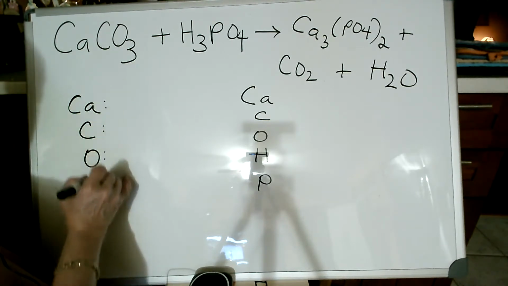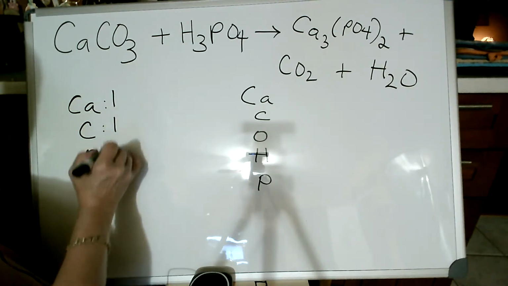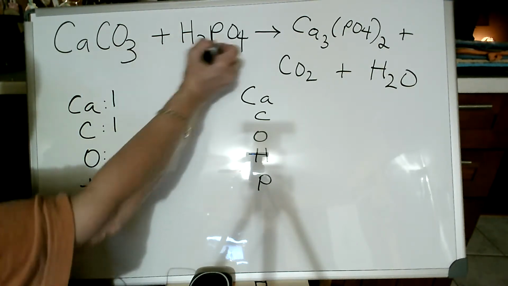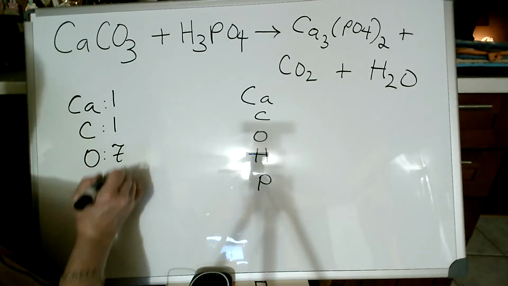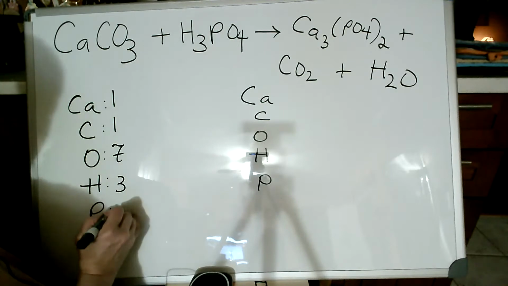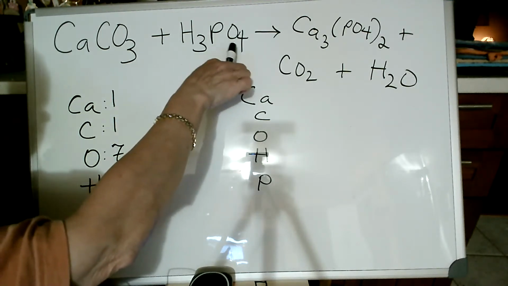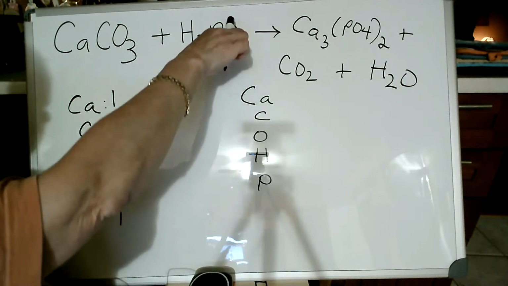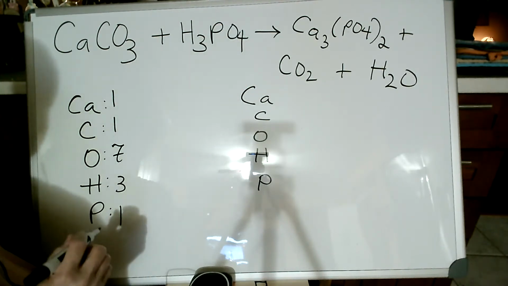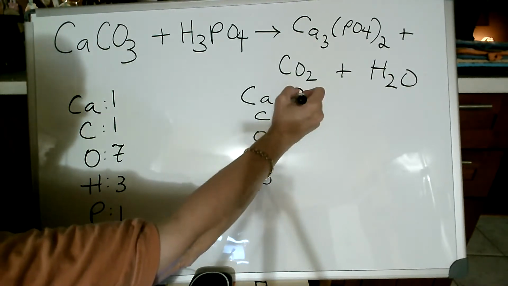Calcium, before we do anything, has 1 atom. Carbon is 1. Oxygen, 3, and 4 is 7. Hydrogen, 3. Phosphorus, 1. Remember, polyatomic ions, the subscript only belongs to the atom that it's next to. That's it. All right, calcium here on the product side, 3.